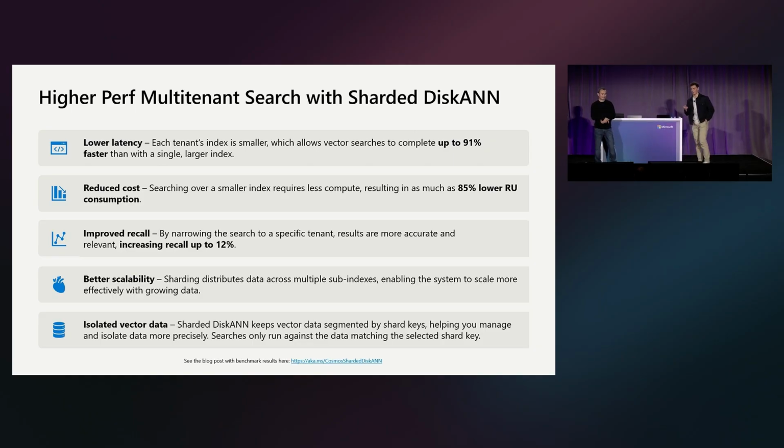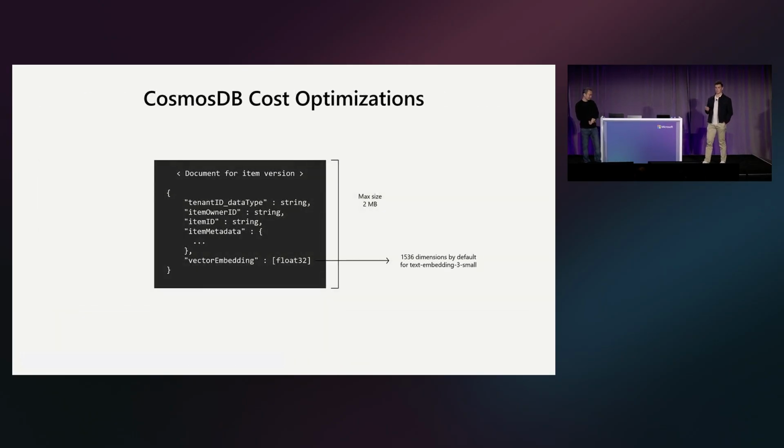Thanks, James. We're going to deep dive on cost optimizations also because we need to make this financially viable, not just for Veeam, but for our customers. So we're going to go back to the original document schema that we talked about at the start of the presentation. Again, we have the metadata and we have the vector embedding.